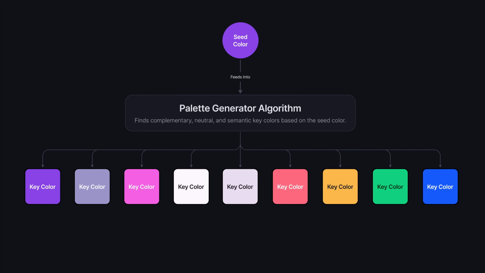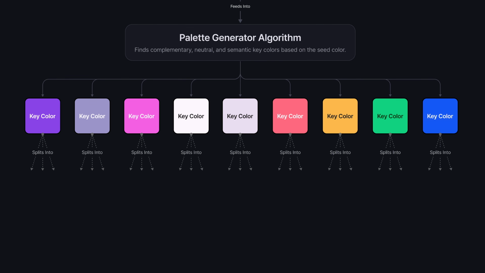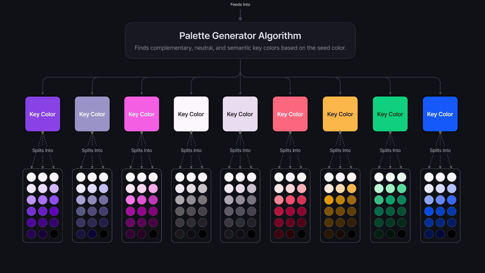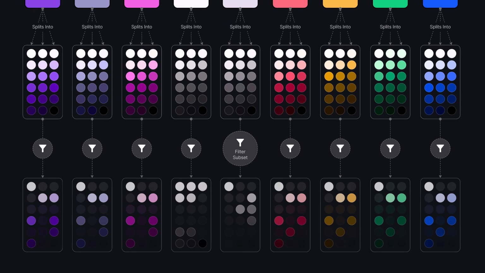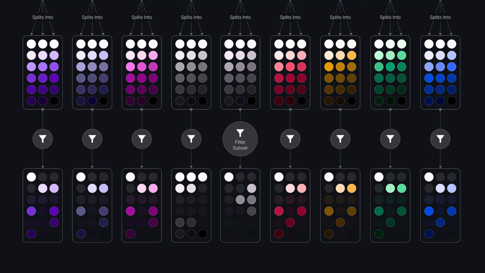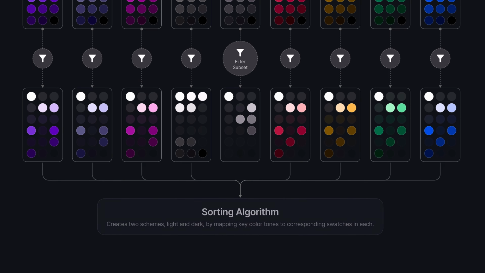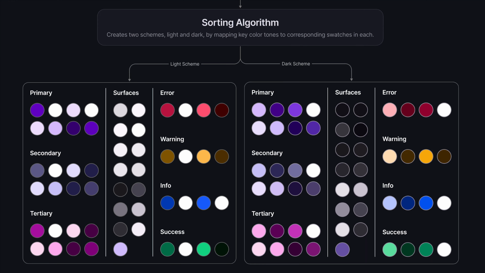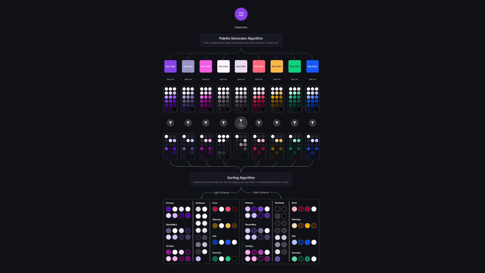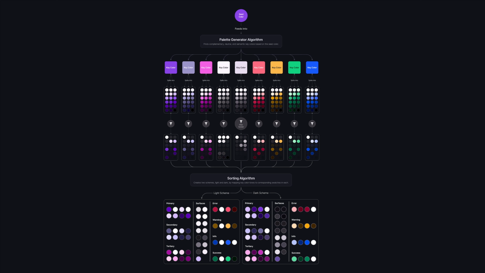And to develop the rest of the color system though, we first need to split them up a little bit. So every key color gets split up into a tonal palette, and that tonal palette is then filtered into a smaller subset, because we don't really need all of these tones necessarily. And then the swatches from each subset get mapped to a color by number system, which sorts them into a light and a dark scheme. And this is what you give your designers. The whole system looks a little something like this.